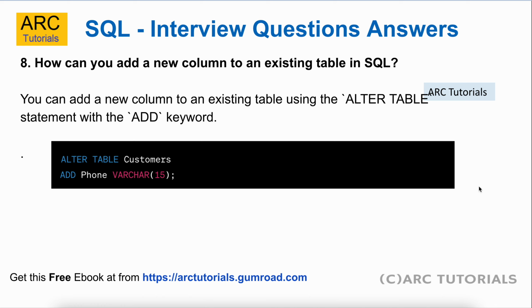How can you add a new column to an existing table in SQL? To add a new column, we will use the alter statement. We will write alter table followed by the table name, followed by add or delete or whatever keyword you want to. In this case, we are adding a column. So we are saying alter table name, add new column which is phone and its data type varchar, and I'm saying 15 is the length. So that's how you can add a new column to an existing table using the alter statement.